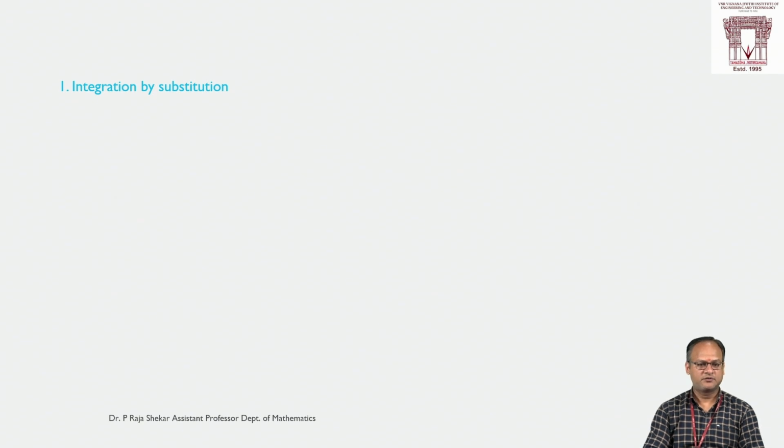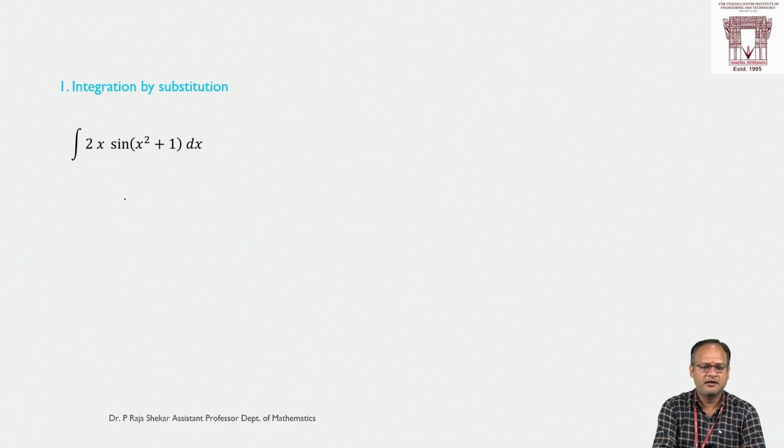Let us stick to the first one, the integration by substitution method, and illustrate it with one example. As you see, the function to be integrated is 2x into sine of x square plus 1. This cannot be integrated directly, but we can connect these two, x square plus 1 and 2x dx. As you know, the differentiation of x square plus 1 is 2x. So let me substitute x square plus 1 by some t.